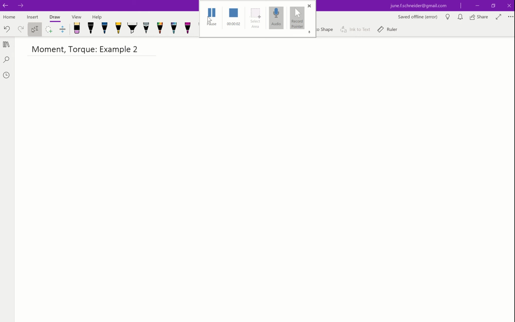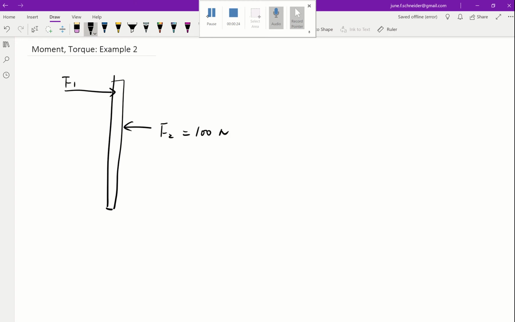Hi, this is going to be another example about exploring the moment, also known as torque. So here is our bar, and there are two forces, F1 and F2. They actually happen to be equal at 100 Newton.